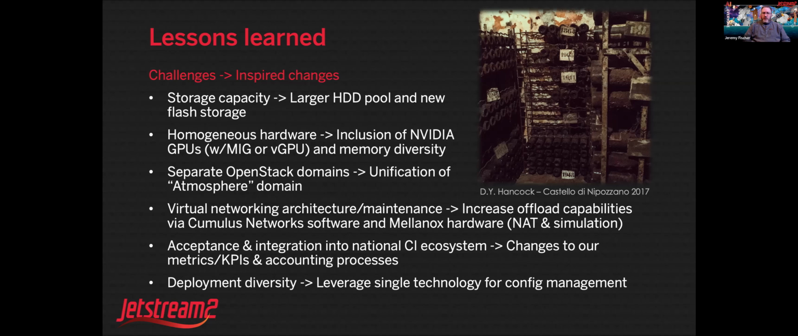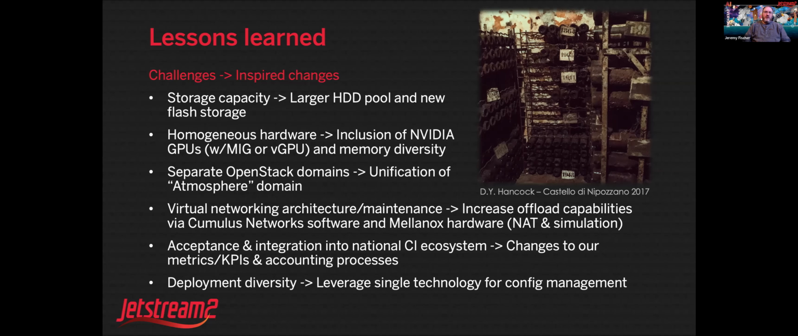If you use Jetstream 1, you probably noticed there were two interfaces and never the twain shall meet. So you had allocation, or you had resources that used the Atmosphere side, and then you had researchers that used the API side, but you couldn't control the resources from each side. So if you used Atmosphere, you were only siloed in Atmosphere. If you used the API, you were only siloed in the API. Jetstream 2 is actually breaking down those walls. So you can use any interface to control any resource you want on Jetstream 2.